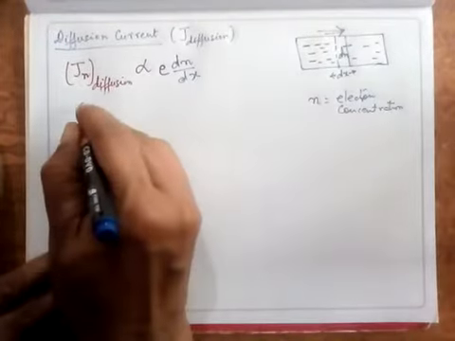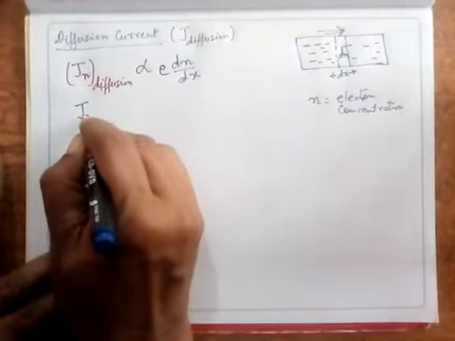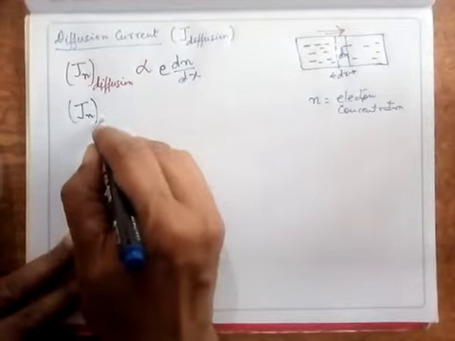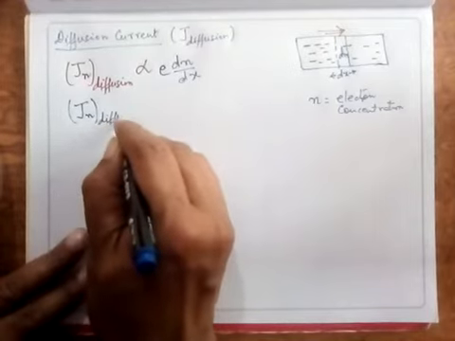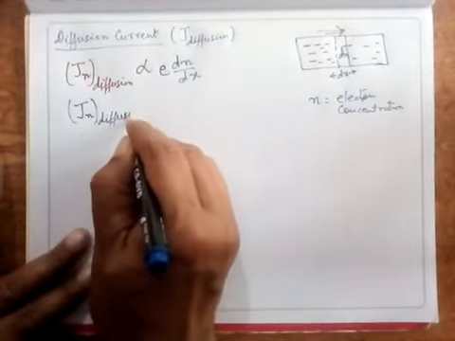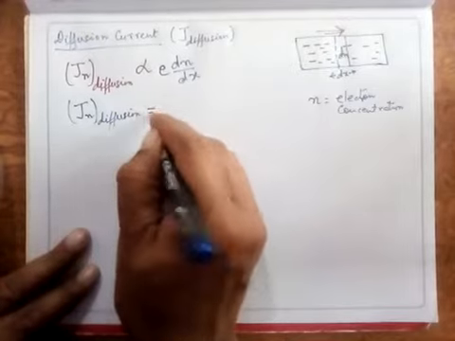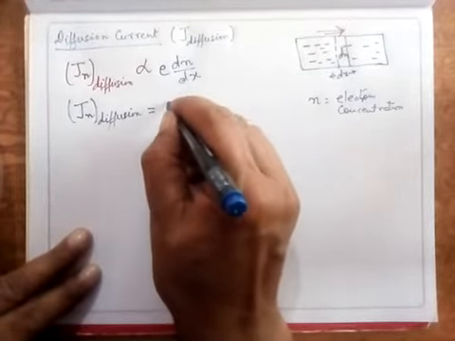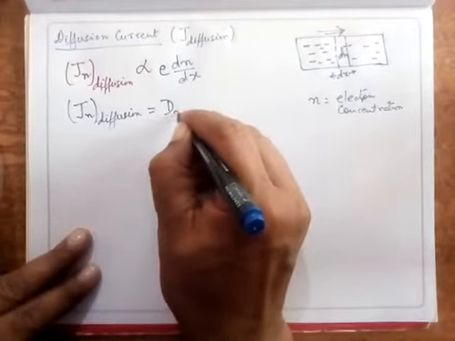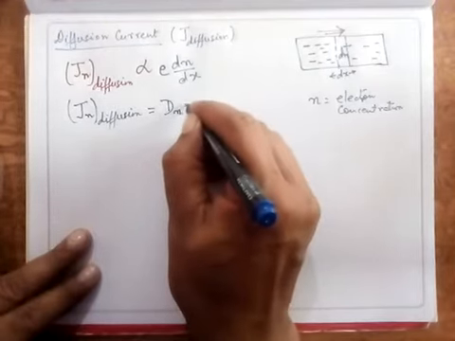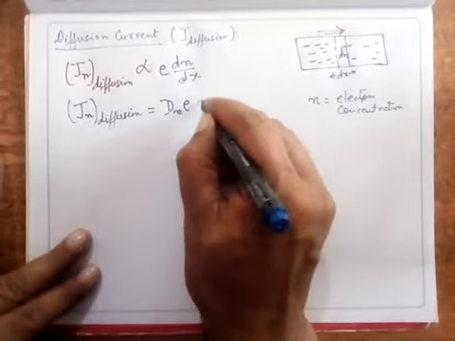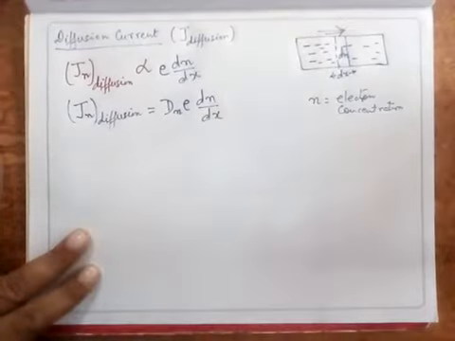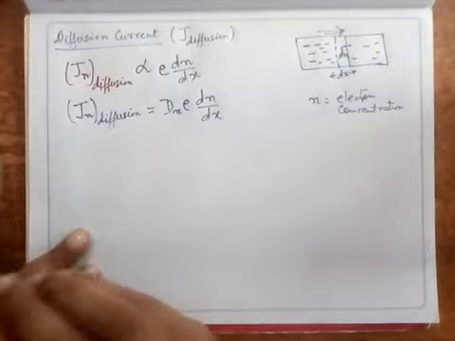So from here I can say that the value of Jn, that is the diffusion current density due to electrons, is equal to, I'll have to remove the sign of proportionality from here, Dn into the charge on one electron, e, and dn upon dx. I hope that this is clear to you.